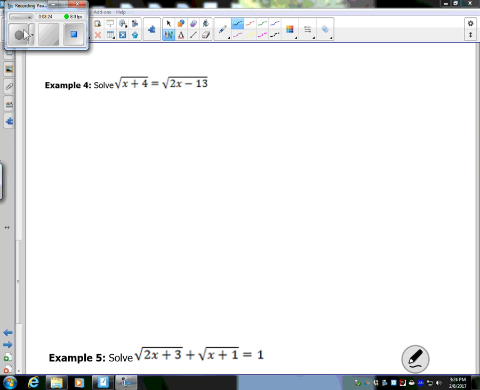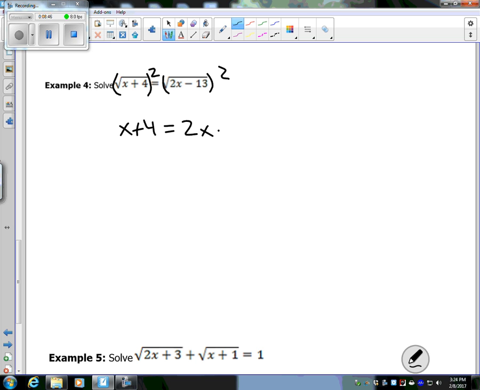Example 4 looks tough because there's a square root on both sides, but they're both isolated, so we just move on to the next step. So you square both sides. And fortunately they both cancel out, so you just have x plus 4 equals 2x minus 13.